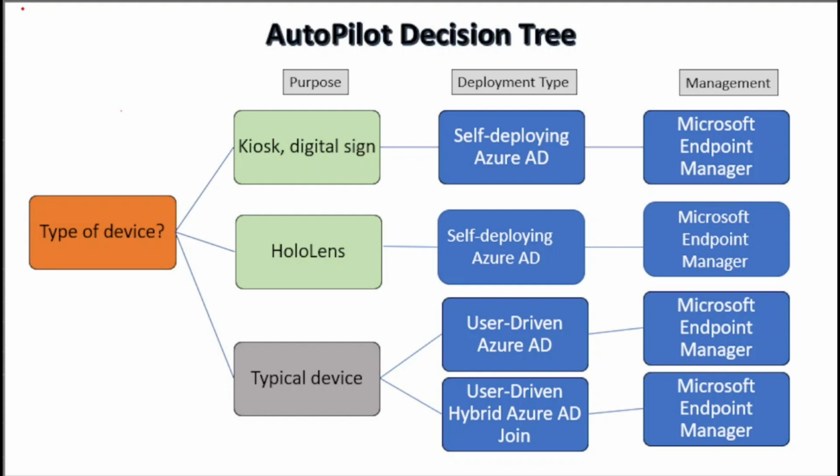If the machine is a HoloLens machine, then we can use the self-deploying Azure AD deployment type. In that case, again, the machine is going to join Azure AD and enroll in Intune. In the case of typical standard devices, we have two options. We can either use a user-driven Azure AD deployment type, or we can use a user-driven hybrid Azure AD deployment type. In the case of hybrid Azure AD deployment type, the machine is going to join the on-premises domain, register in Azure AD, and then enroll in Intune.